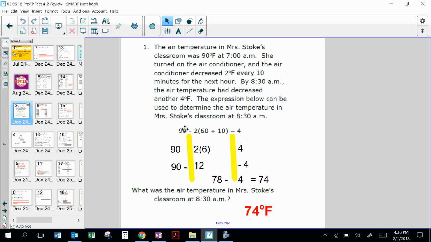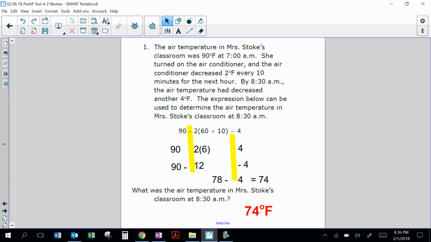So let's solve this. This is an order of operations problem. Notice how I highlighted the addition and subtraction operators. So I broke it up into the first, middle, and right term. Now I need to solve each term. So this is 90. So I have 90 here. 2 groups. And what's 60 divided by 10? 6. And then this is a 4.